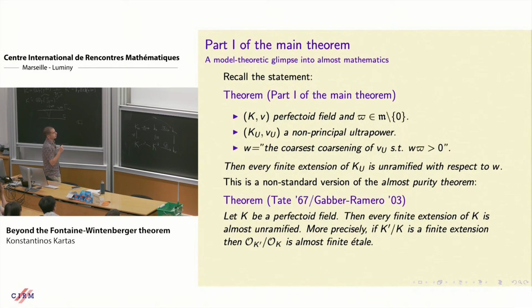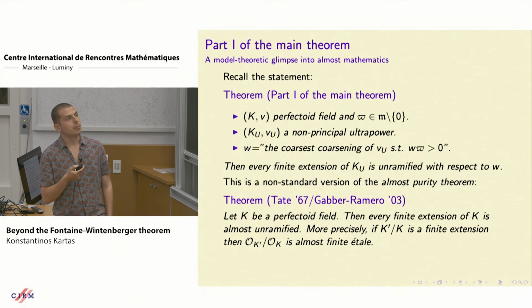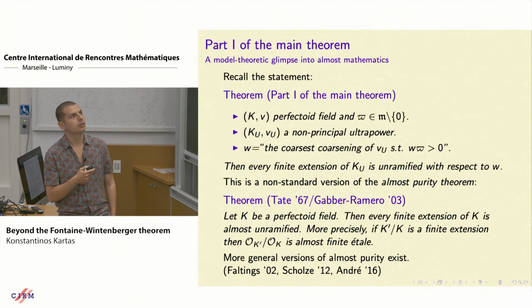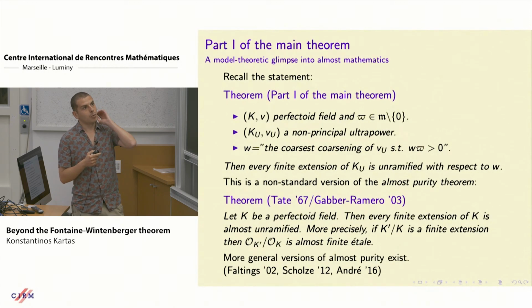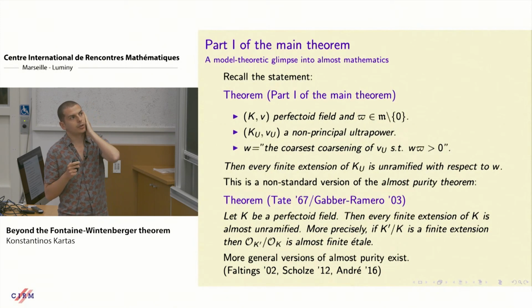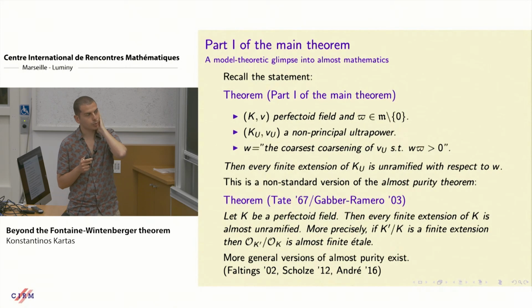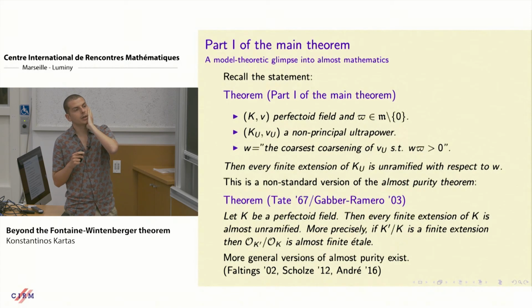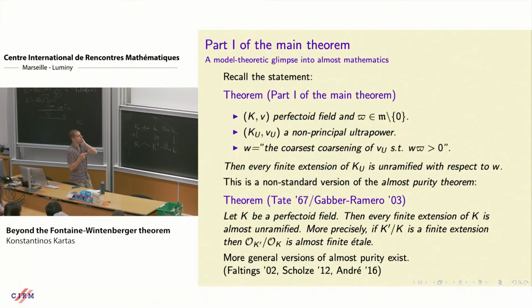So I will explain these terms, mostly with examples. Before I do that, there are more general versions of almost purity, namely over perfectoid K algebras. This was first done by Faltings under a technical assumption. It was proved in full generality by Scholze, and then recently André gave a version where he also allows some ramification to occur over the generic fiber.